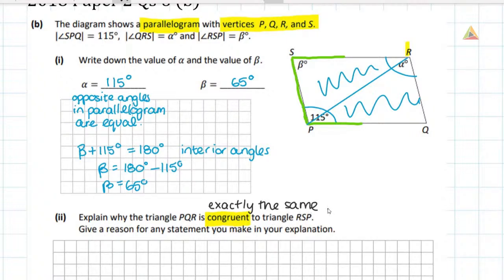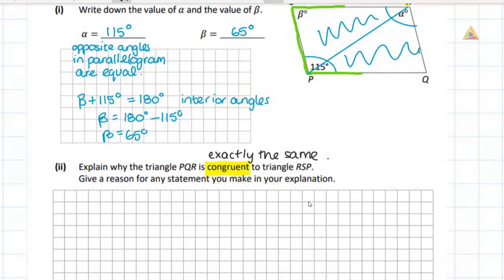But for now, congruent means that they are exactly the same. And we have four different ways of proving congruency. And the way that I'm going to do today in this question is using side, side, side. So we prove that the three sides of a triangle are equal. That's going to prove that we have congruent triangles.